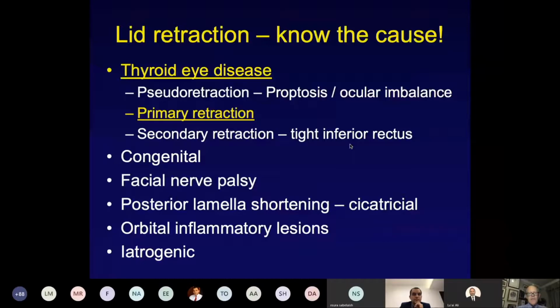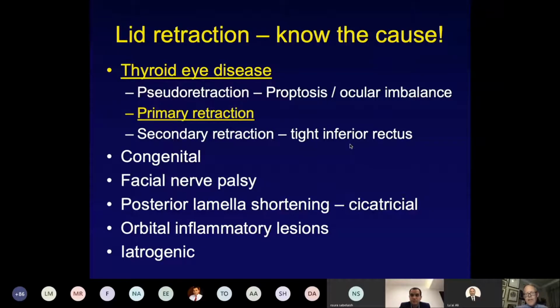So, last slide to remind us. Thyroid eye disease is the number one cause. Of course it is. Think primary retraction, think secondary retraction, think is there phase lag. Congenital, you're not going to see too often. Facial nerve palsy often slips through because they have a brow ptosis. Anything causing cicatrization of the back of the lamella, OCP, cicatricial pemphigoid, and pemphigoid are the two main culprits there.